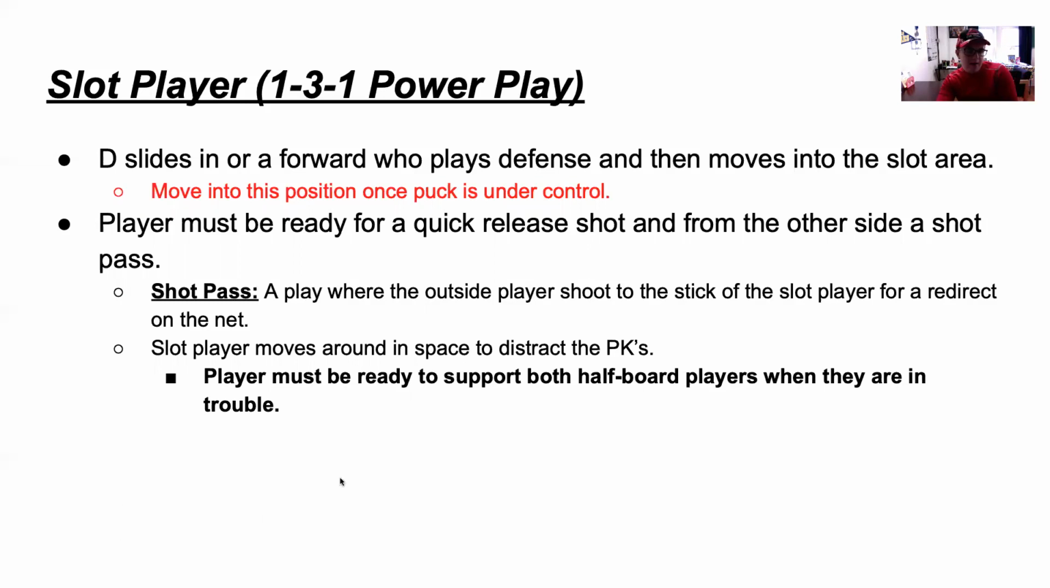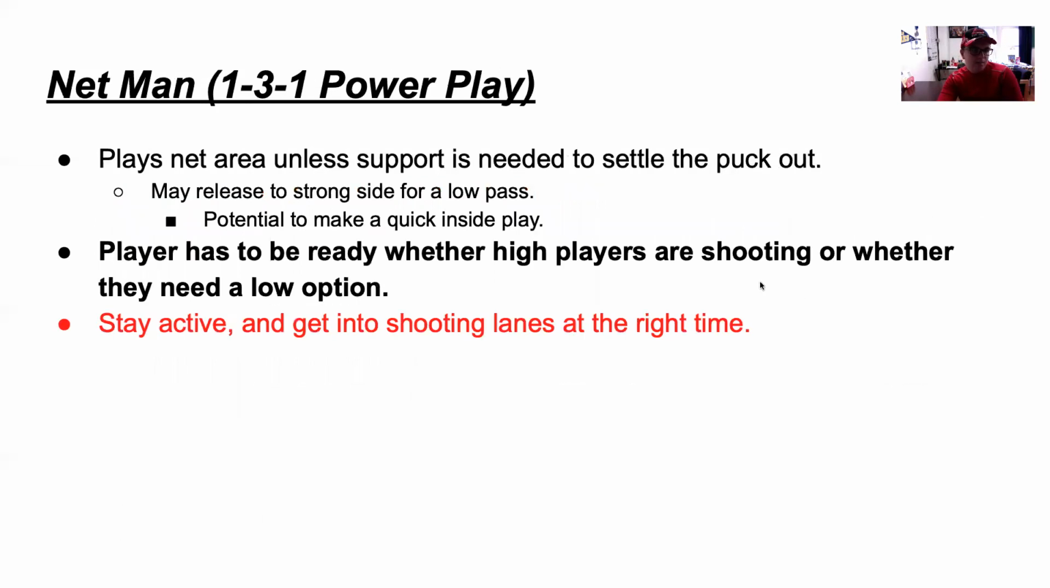And then we have the net man. It plays the net area unless support is needed to settle the puck out. And this may release the strong side for a low pass. And from this, it's a potential to make a quick inside play. And the net man has to be ready, whether high players are shooting or whether they need a low option. So if the puck goes down low, they may have to go down and get the puck. And the net man must stay active and get in the shooting lanes at the right time.